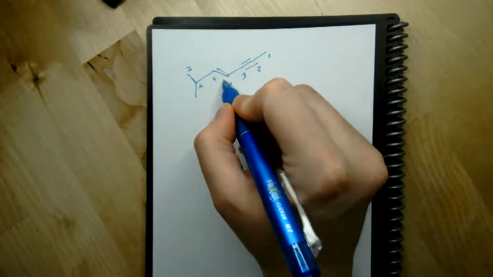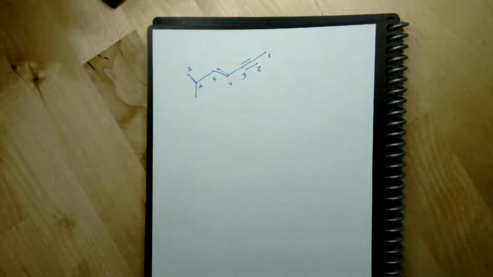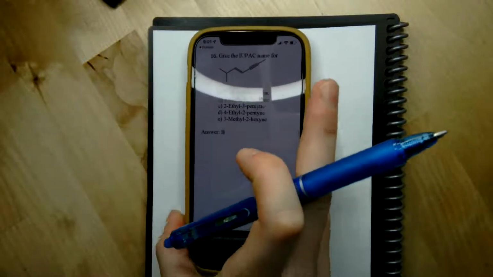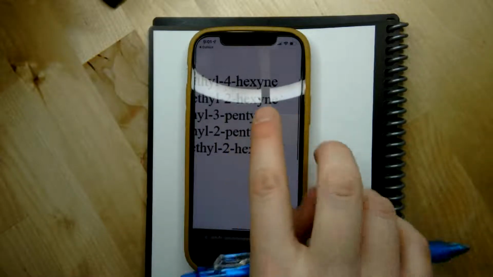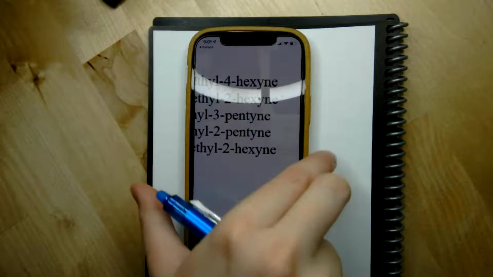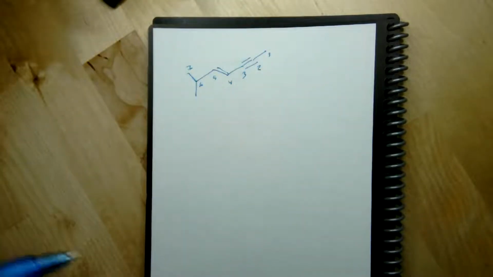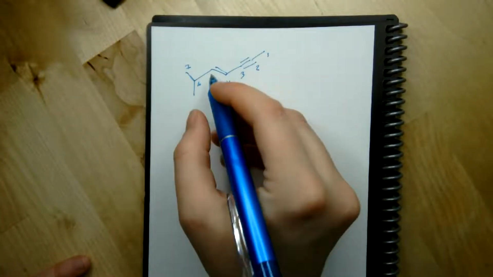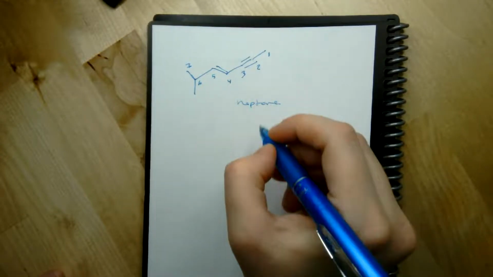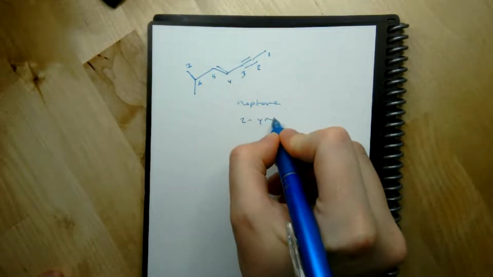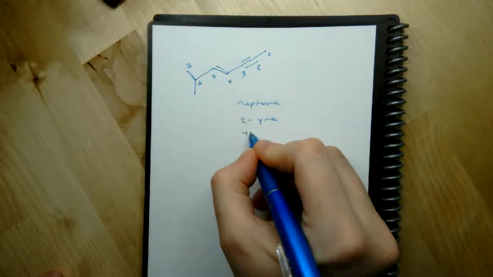1, 2, 3, 4, 5, 6, 7. So I count 7 and 1, 2, 3, 4, 5, 6, 7. This student who sent it to me said they couldn't find the right answer, and that's probably because these are all 6 or 5. So I actually agree. I think this is not hex, but heptane. And then we have 2-yne and 4-ene.